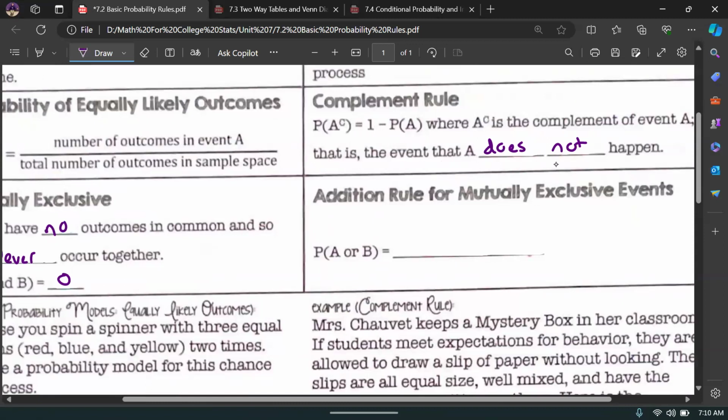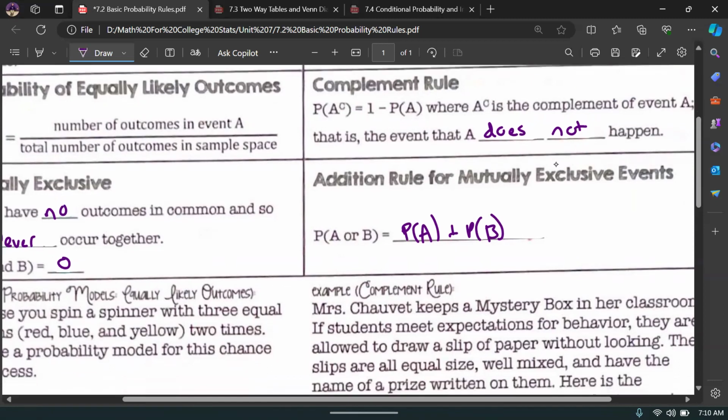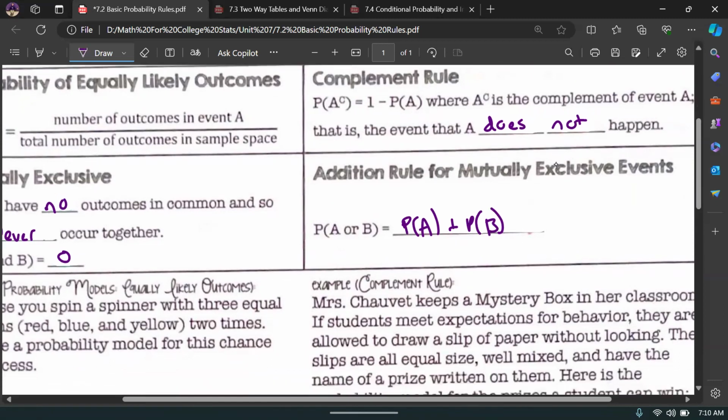Addition rule for mutually exclusive events: the probability of A or B is the probability of A plus the probability of B. I'm sure we'll run into some examples, so we'll come back to this.